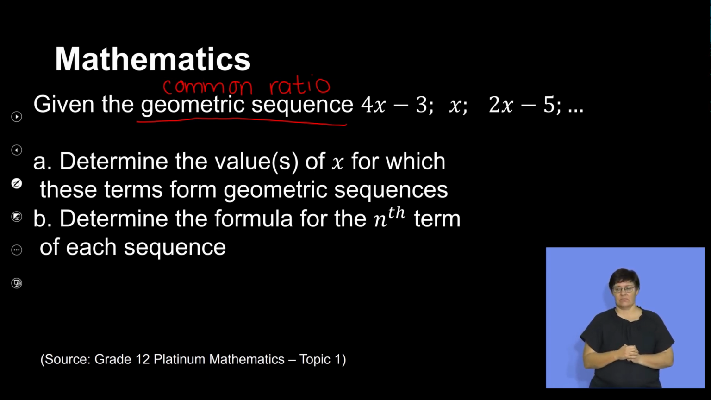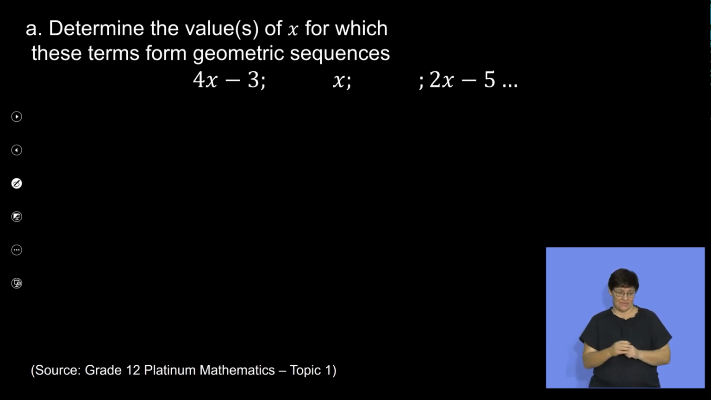So we need to now determine the values of x for which these terms form a geometric sequence or geometric sequences. Then B is asking me to determine the formula for the nth term of each sequence. So the question has kind of also given me a clue that there's going to be more than one value of x. Let's try and work out x together.